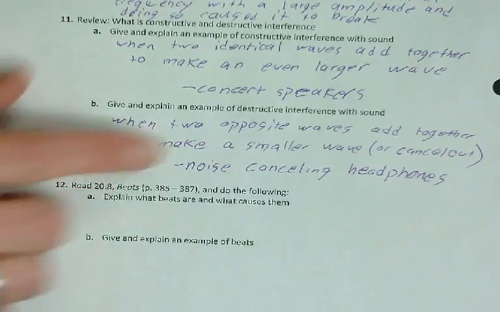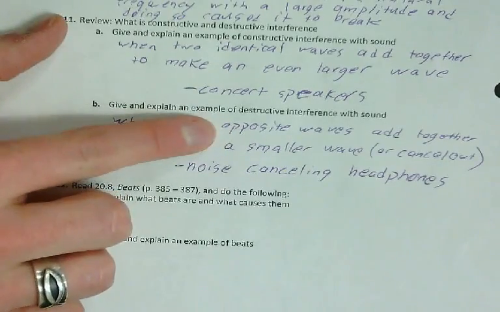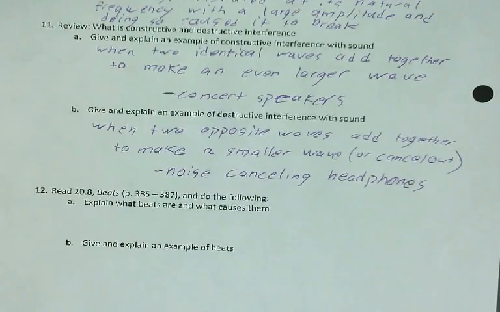So they were trying to figure out what all the sounds were. And then they made the exact opposite sound. And they put it in the headphones. And so, when the opposite sound hits the actual sound in your ear, they cancel out, they subtract, they add together to make a smaller wave, and you don't hear that noise.